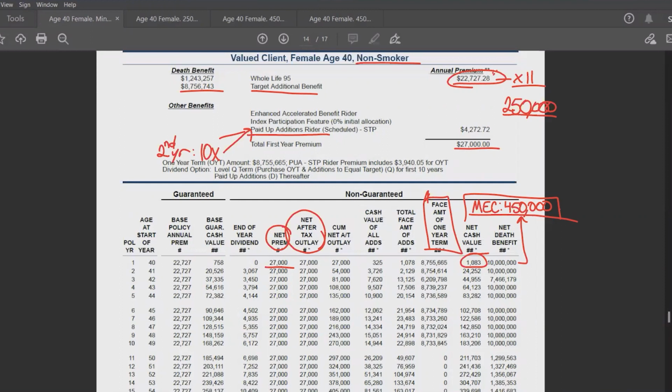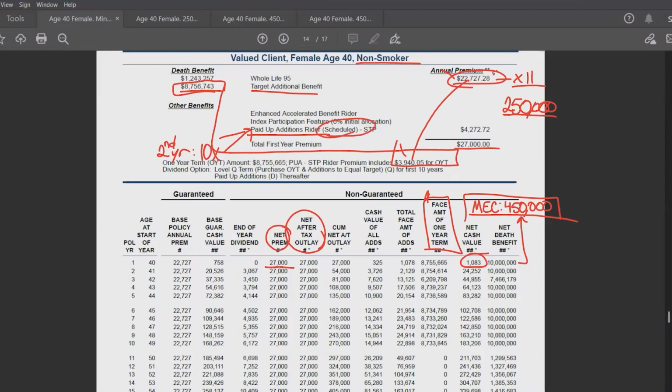So we've got the premium. Here we have a term rider attached. Here's the cost of that term insurance rider, just about $4,000. So when you add these two figures together, we're close to $27K. We're a little bit under, so what I did was just round up to $27,000. So your $27,000, if this is you, first covers the base premium, then it covers the term insurance rider, and everything else goes into a scheduled PUA.